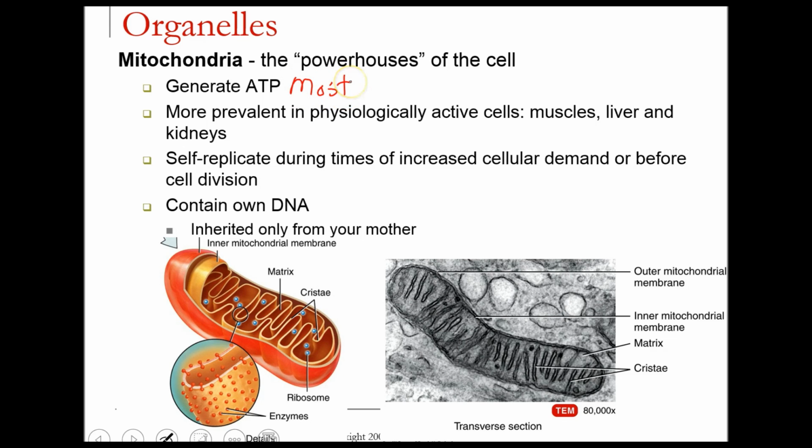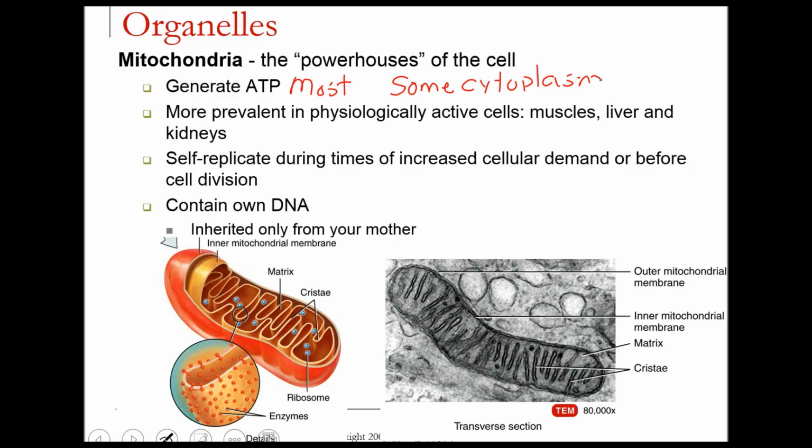Now, not all ATP energy is generated in the mitochondria. There will be some that can be generated in the cytosol, in the cytoplasm. So most ATP energy that your cell creates is manufactured in the mitochondria. Some ATP will be made out in the cytosol, the cytoplasm.